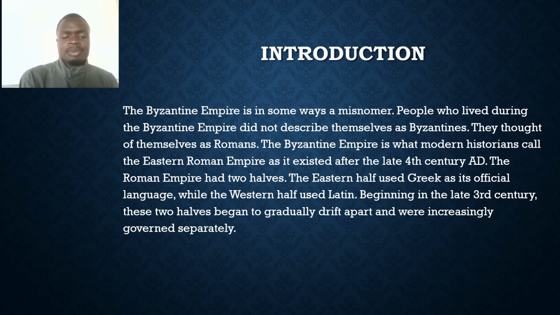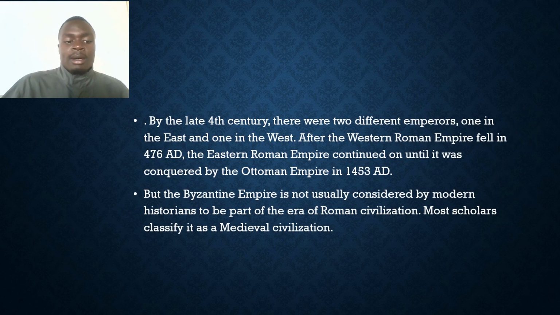4th century AD. And the Roman Empire had two halves. The eastern half used Greek as its official language, while the western half used Latin. So the Roman Empire had two halves, the Eastern and the Western. And the Eastern Empire, as we have been told, used Greek as the official language, and the Western Empire used the Latin language. Beginning in the late 3rd century, these two halves began to gradually drift apart and were increasingly governed separately. By the late 4th century, there were two different emperors, one in the east and one in the west.